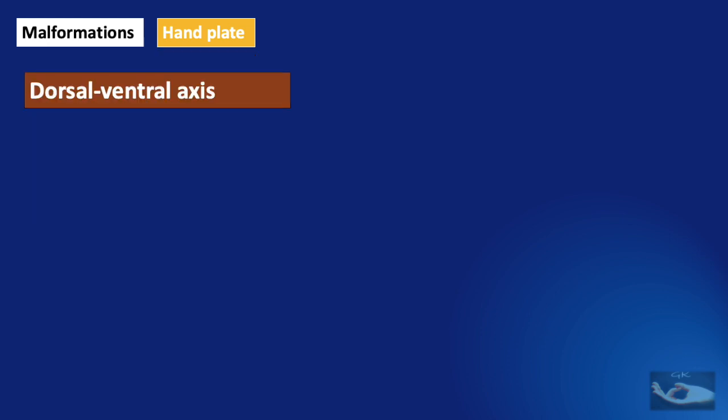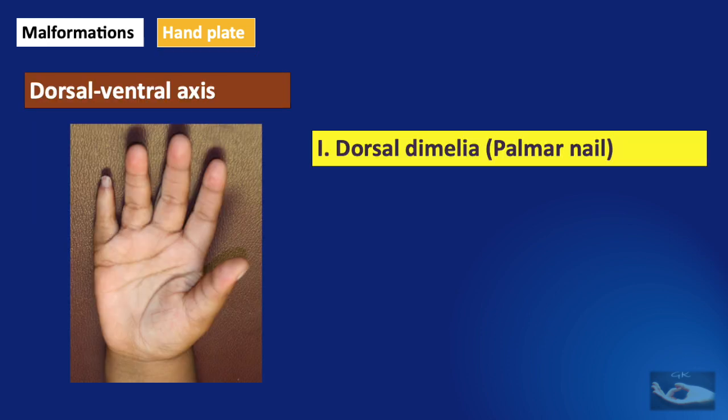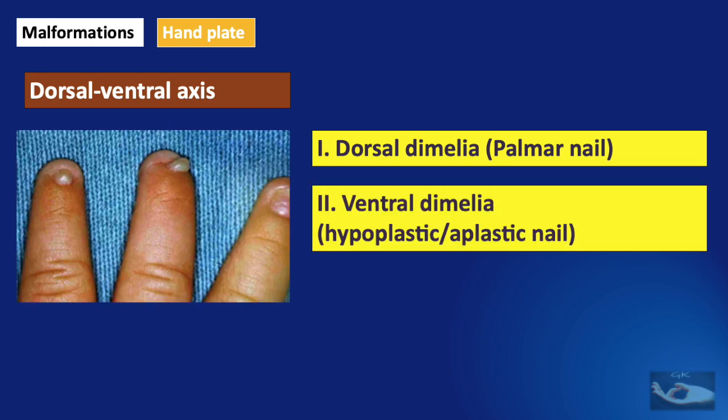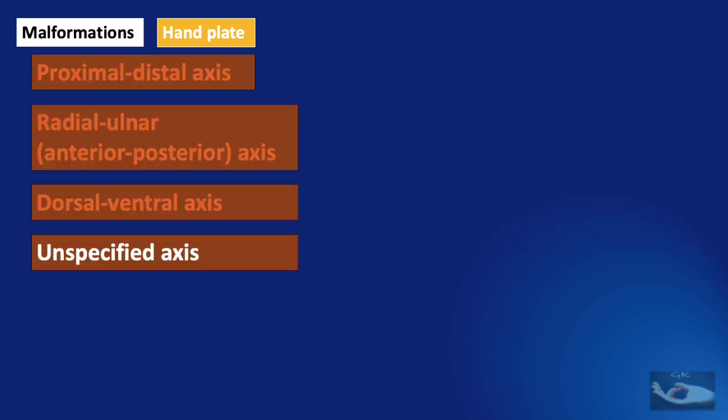limb in the embryo. It could be a dorsal dimelia where a nail is seen on the palmar aspect, that is, the dorsal structures are seen on the volar side, or a ventral dimelia where the structures that normally develop on the dorsum are either aplastic or hypoplastic, like the nail development. Involvement of an unspecified axis can also cause malformations of the hand plate.